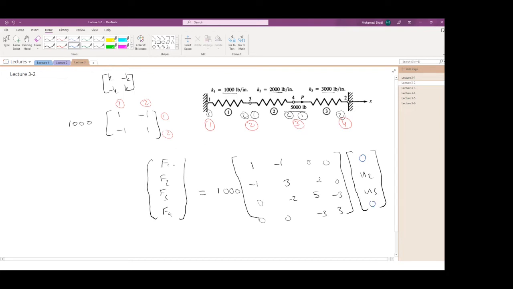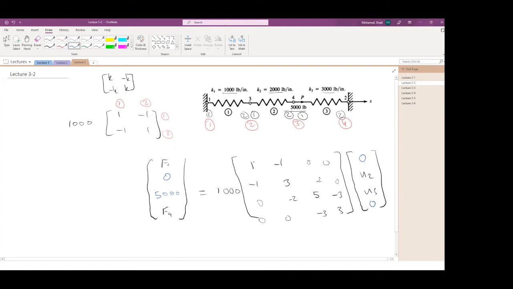And then for the forces, I know F1 is equal to the reaction, and F4 is equal to the reaction. I don't know them, but I know that at F2, I don't have any force, and at F3, I have 5,000. So I'm just going to replace the ones that I know: 0 here, and then 5,000 here. Again, I've got 4 equations with 4 unknowns.